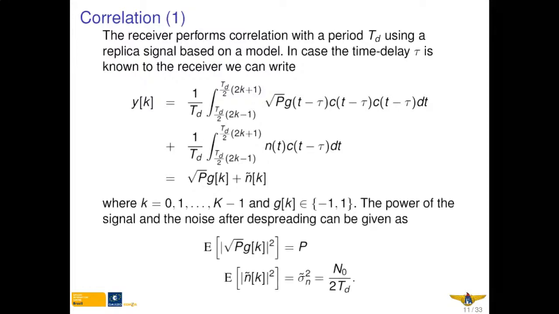The power of the signal and the noise after despreading, so after correlation, can be given as follows. We can calculate the expectation of the correlation result, and we arrive at the signal power. We can also calculate the expectation of the absolute square of the noise term, and we arrive at the noise power, which is N0 over 2 T_D. With this, we can calculate the signal-to-noise ratio after despreading or correlation.